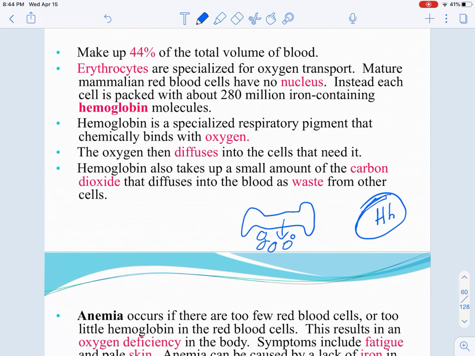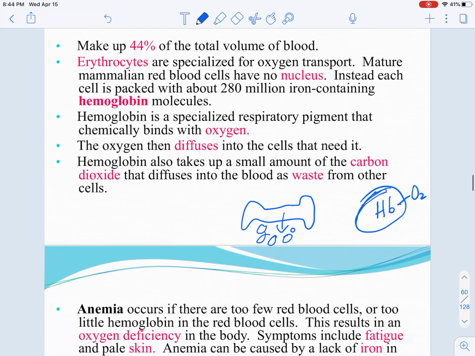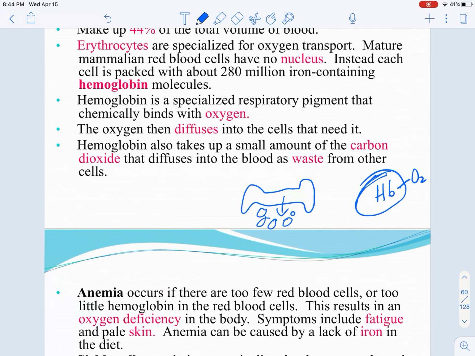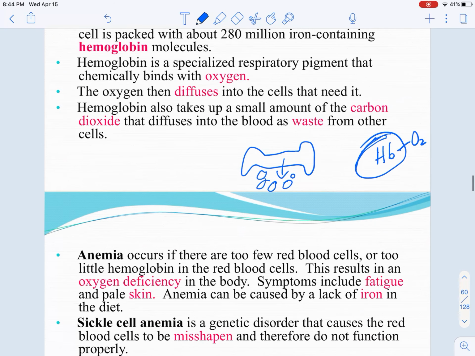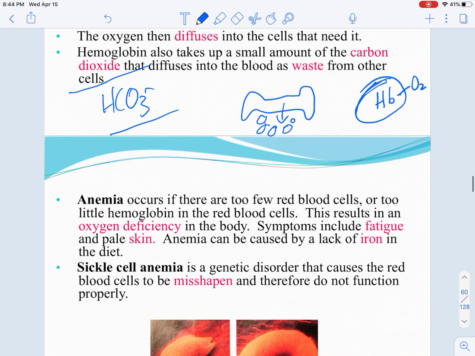The hemoglobin inside, we use the abbreviation Hb for hemoglobin, is what attaches to oxygen, and it can carry that oxygen to all the cells of the body and pick up some carbon dioxide. But we remember from our last chapter, a lot of carbon dioxide is carried by the bicarbonate ions, so we don't want to forget about that.